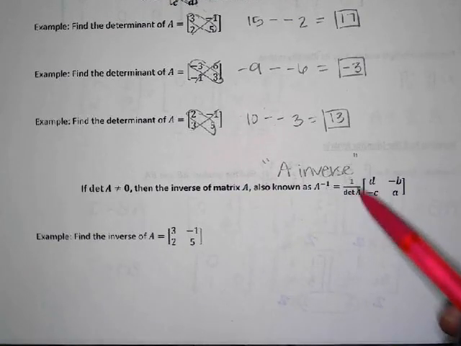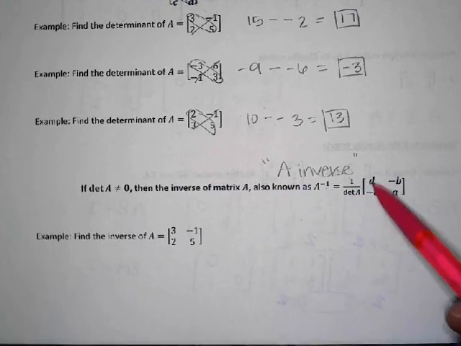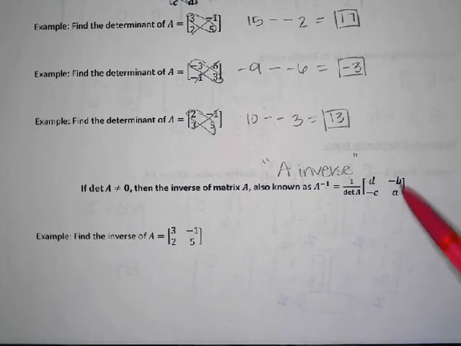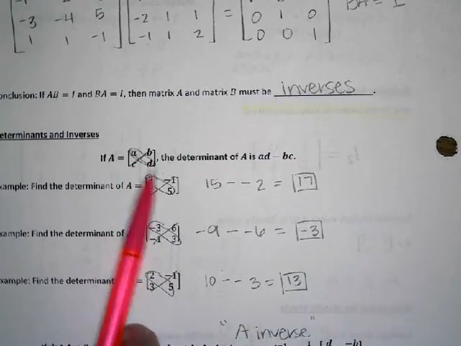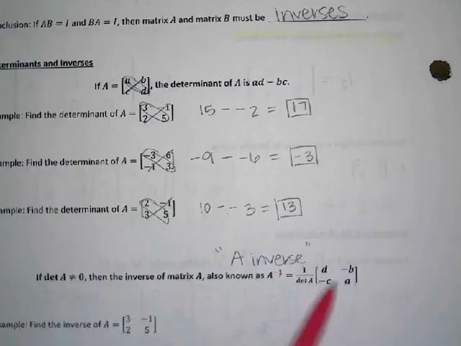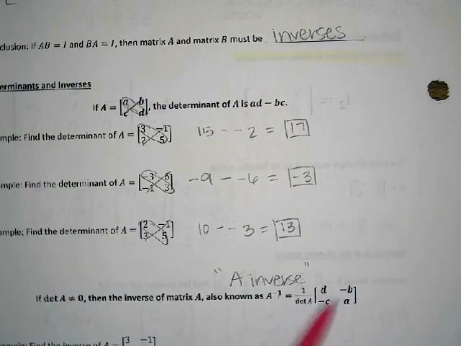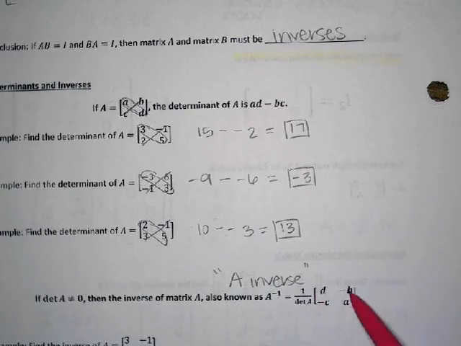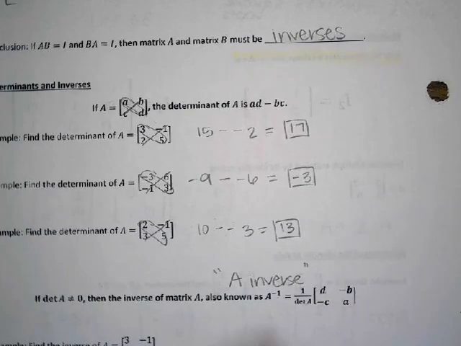Now, if your matrix for A is A, B, C, D, all those numbers, then you can see that the A and the D have switched places. Everyone see that? The A and the D have switched places. And the B and the C have switched signs. Not difficult, you just have to remember it. So the A and the D have switched places, the B and the C have switched signs.